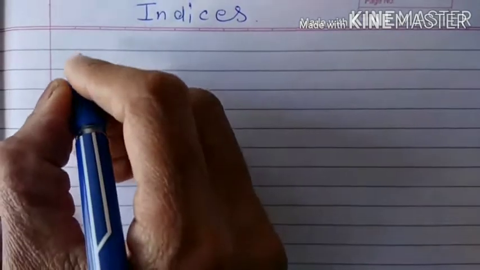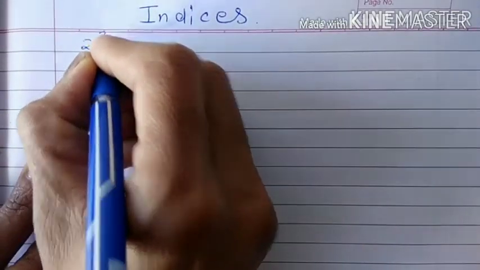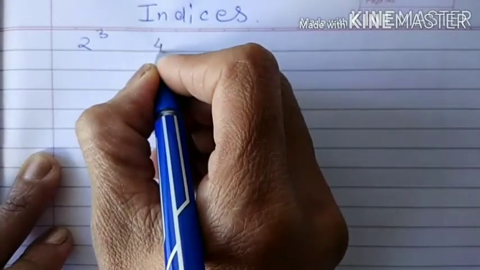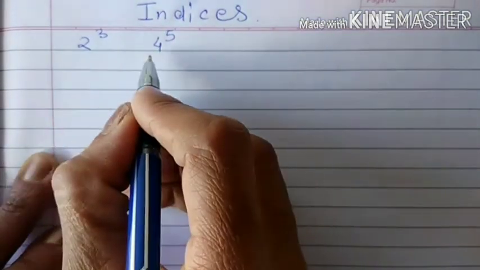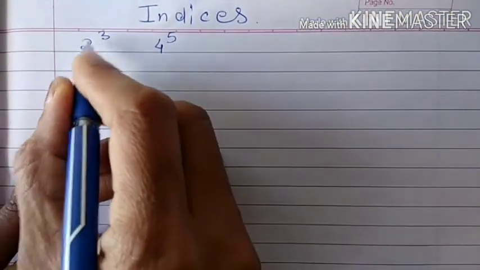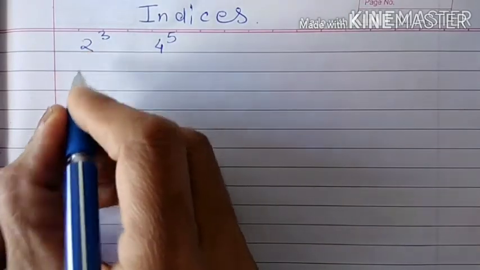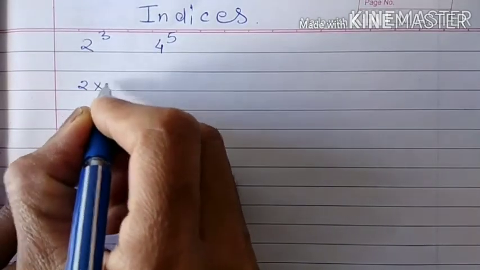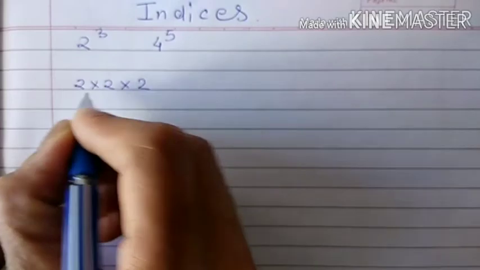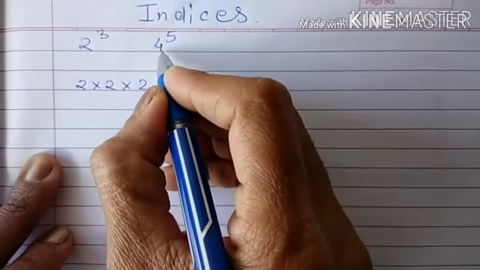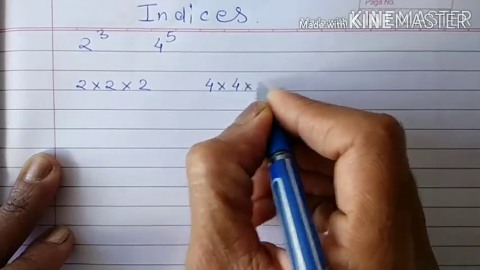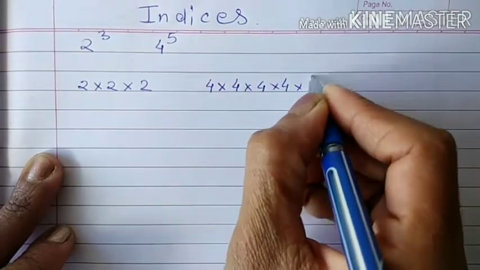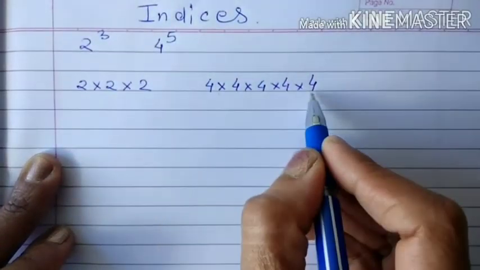इंडाइसिस के कुछ एग्जांपल्स हैं, जैसे जब हम नंबर्स ऐसे लिखते हैं 2 raised to 3 या 4 raised to 5, these are called as indices. So this number 2 raised to 3 यानी we are multiplying 2 3 times, 2 into 2 into 2. Similarly 4 raised to 5 यानी 4 हम 5 बार मल्टीप्लाई करेंगे, 4 into 4 into 4 5 times, not 4 into 5. That's incorrect.